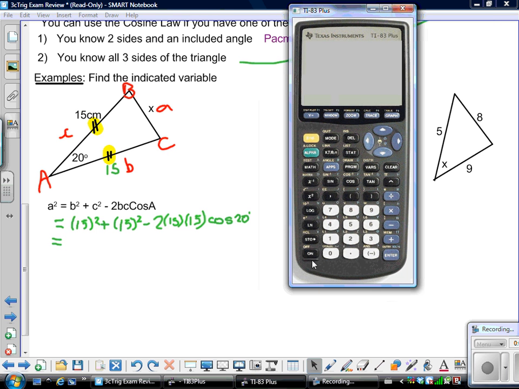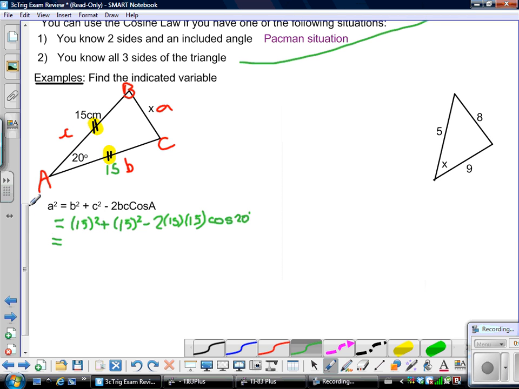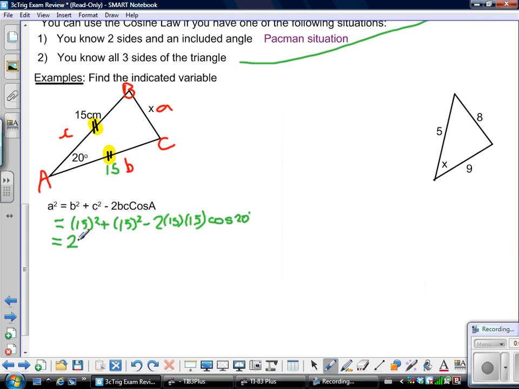So what is 15 squared? Some of you already know what that's going to be. I was going to tell you, but I'm not going to. So 225 plus 225. So up comes this again. So 225 plus 225.